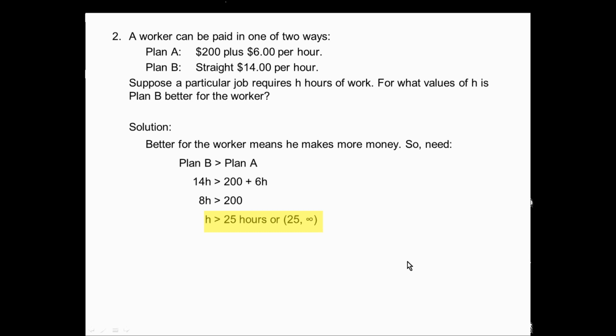Please don't say that means it's 26 hours. You can work for half an hour, you can work for 3 minutes. Okay, so don't try to list everything. Just leave the inequality. So H greater than 25 hours, or the open interval from 25 to infinity. That's the end of section 1.6. It's also the end of chapter 1.